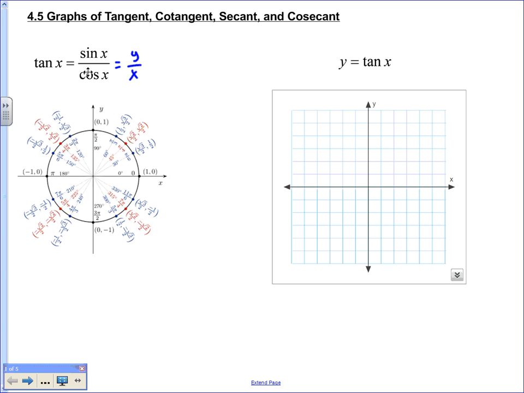What this means as far as our graph for tangent is that where sine of x is 0, I will get a 0 on top of this fraction, which means that that's where tangent will be 0. And where cosine is 0, I will get a 0 on the bottom, which gives me undefined values. And so anywhere cosine was 0 when we graphed it, we will have vertical asymptotes. So we're going to go ahead and graph y equals tangent x.